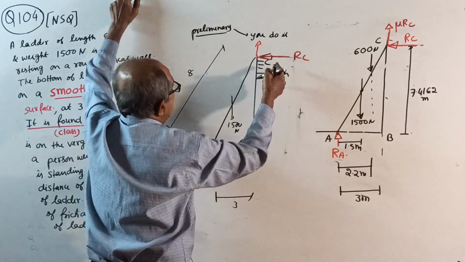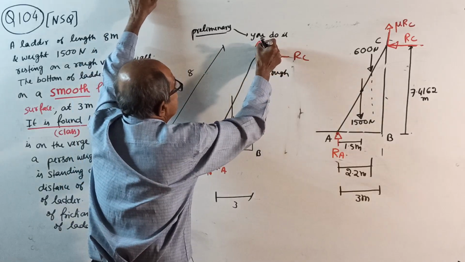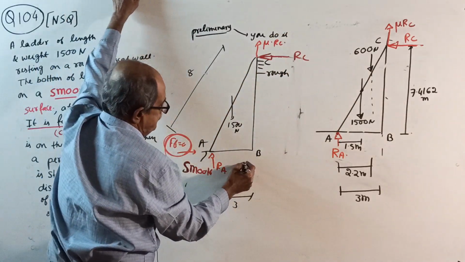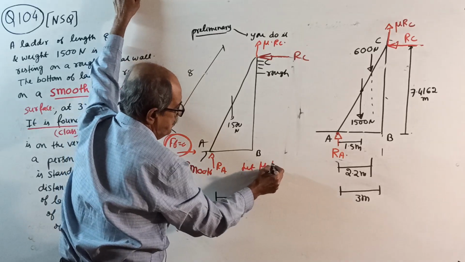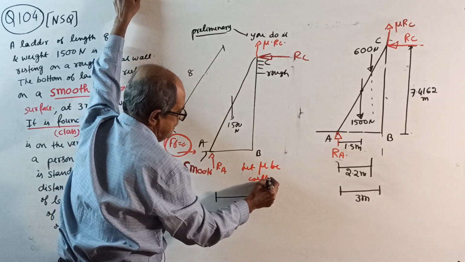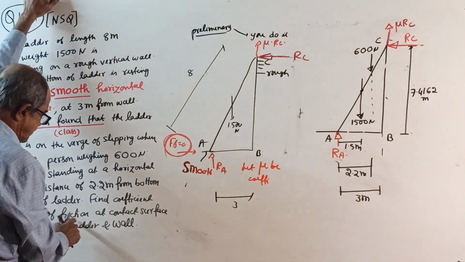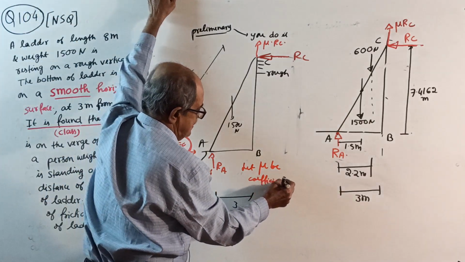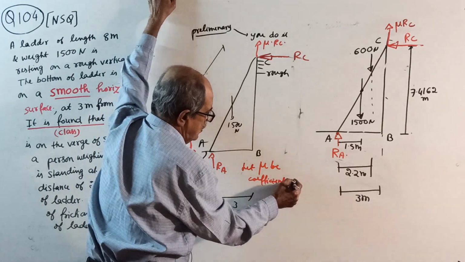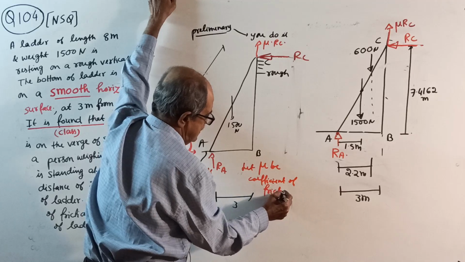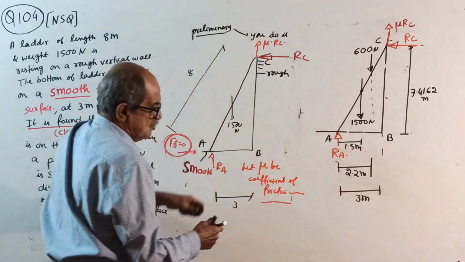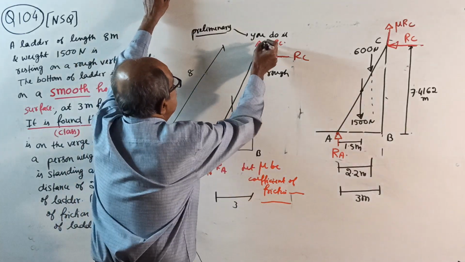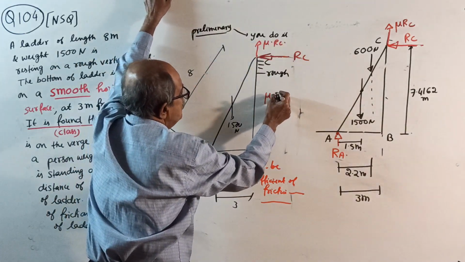What is the mu given? They want to find the mu. That is mu into RC. So therefore, you write here, let mu be coefficient of friction. See what they want? Find the coefficient of friction at the contact surface of ladder with the wall. At the contact surface of ladder and wall, it is mu RC. This mu you have to calculate now.